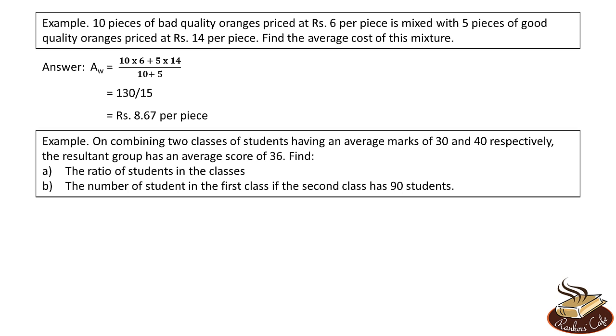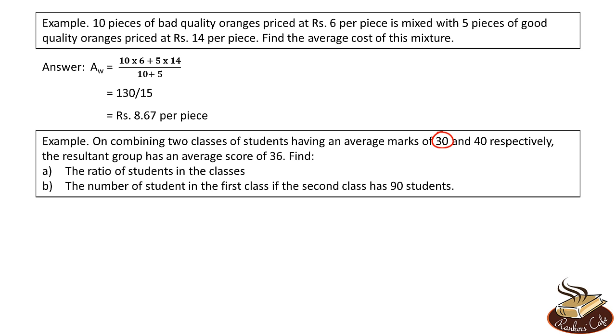On combining two classes of students having average marks of 30 and 40 respectively, the resultant group has an average score of 36. Find the ratio of students in the classes and the number of students in the first class if the second class has 90 students. Now here we need to find the ratio, so obviously using formula 2 is far better.